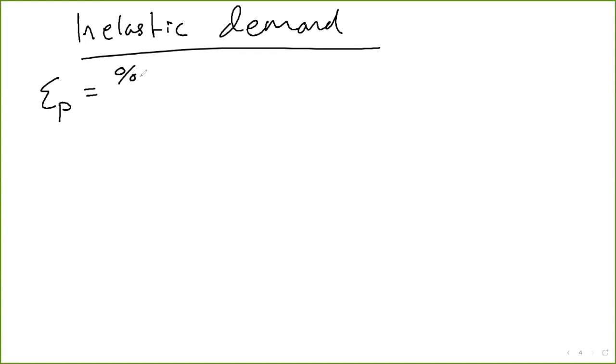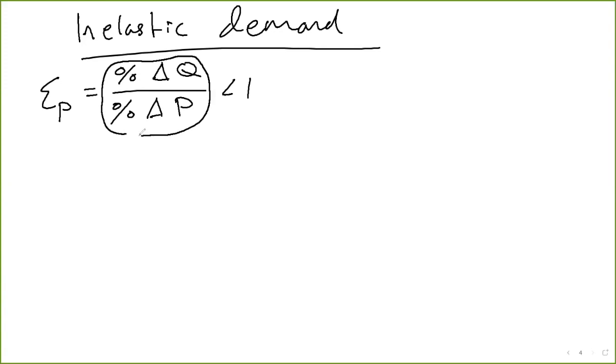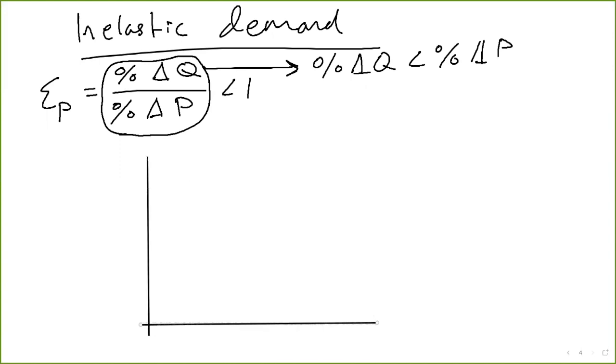And we say demand is inelastic if the price elasticity of demand is less than 1. And the only way this expression is less than 1 is if the numerator is less than the denominator, which implies that the percentage change in quantity is less than the percentage change in price. And so graphically, inelastic demand is going to be relatively steep, maybe something like this.